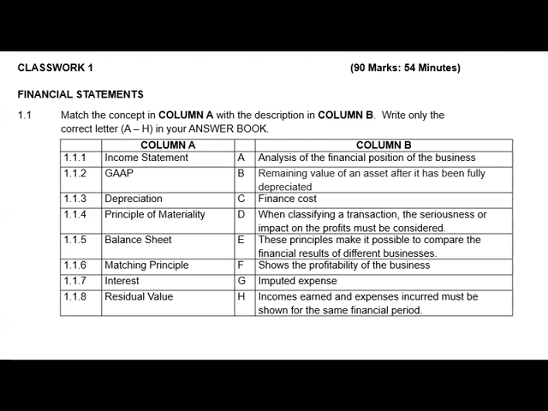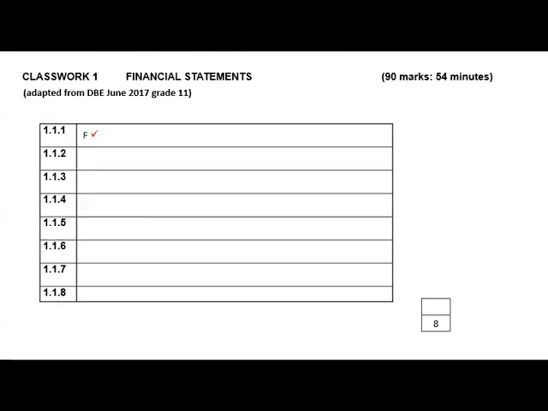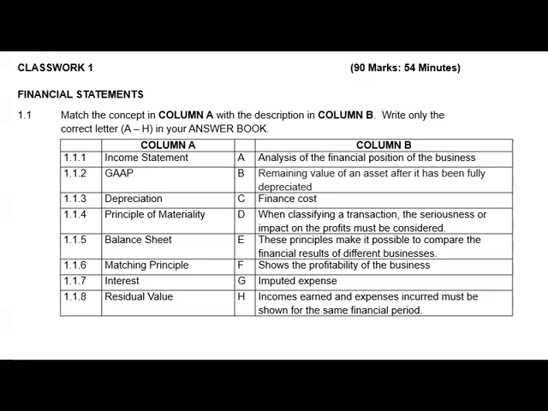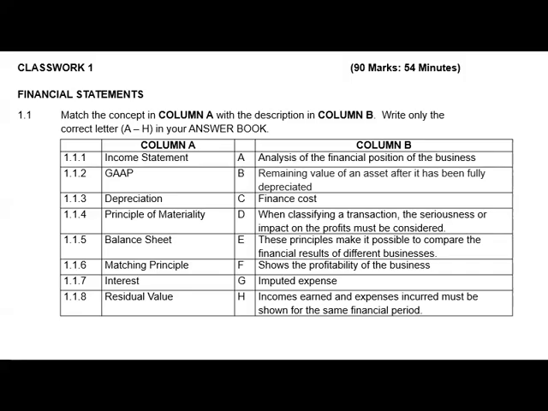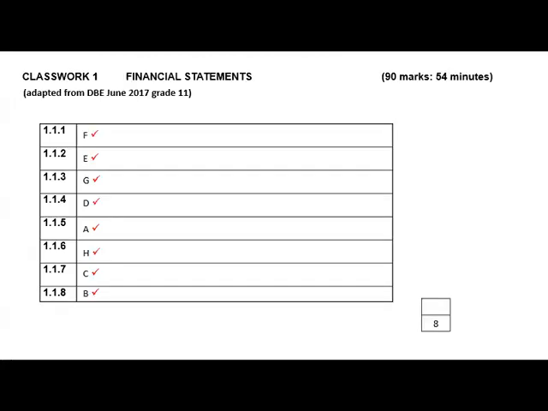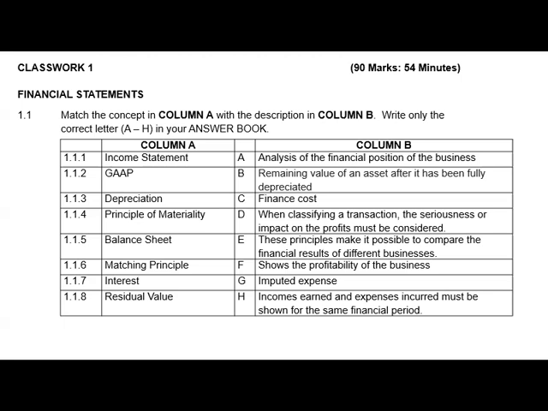Okay. I hope I'll remember all of those. I don't think I'll remember all of those. So I said 1.1 is F. All right, that's what we'll have. Let me just make sure that everything is correct there. So 1.1 will be F. Yes, I said that. 1.1.2 will be E. So it means GAAP principles will be these principles, correct? And 1.1.3 will be G. G says imputed expense, correct.